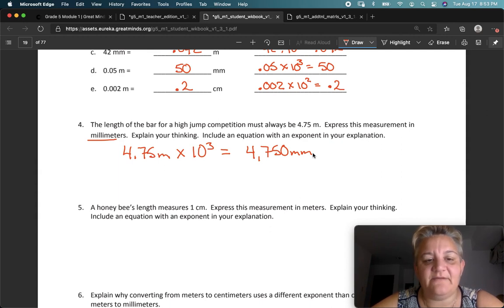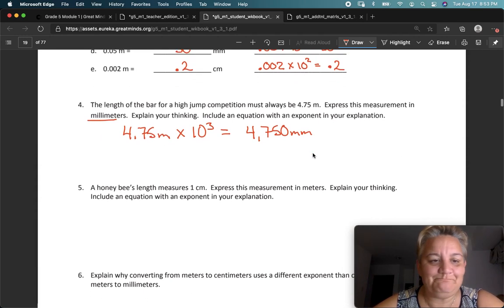The length of the bar for a high jump competition must always be 4 meters and 75 centimeters, right? Express this measurement in millimeters. Explain your thinking. Include an equation with an exponent in your explanation.